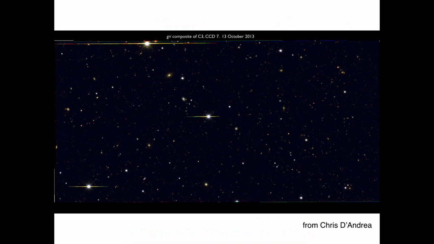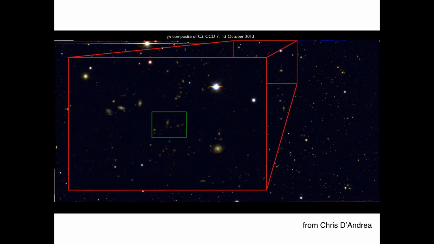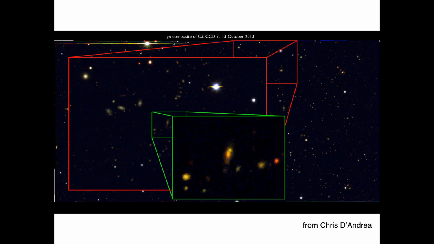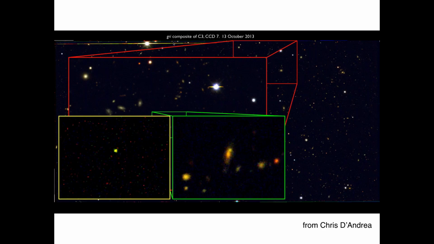Okay, some more nice pictures. This is again one chip on our camera. I'll show you a high redshift candidate. Zoom in there. There's that little fuzzy red galaxy in the middle. Doesn't look like much, but if you subtract the template, you end up with a detection that is many sigmas above noise. Right there.